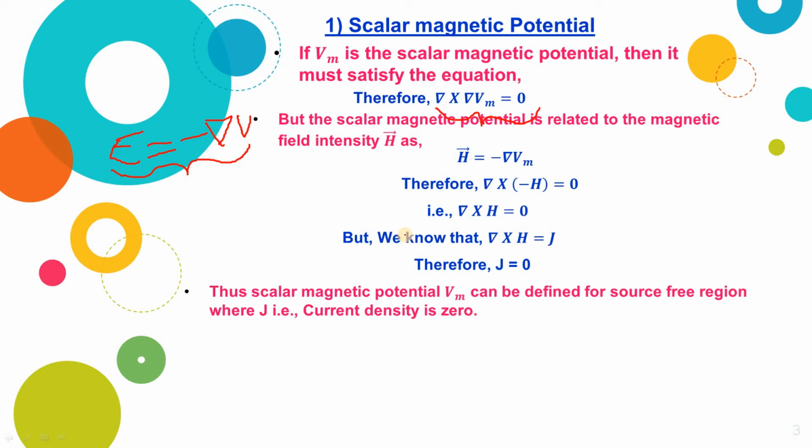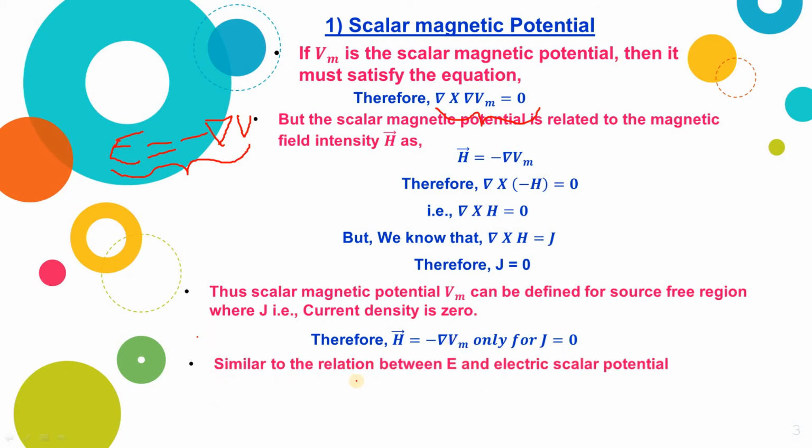I repeat, the scalar magnetic potential Vm can be defined for a source-free region, where J, the current density, is 0. Therefore H is equal to minus del Vm, only for J equal to 0.